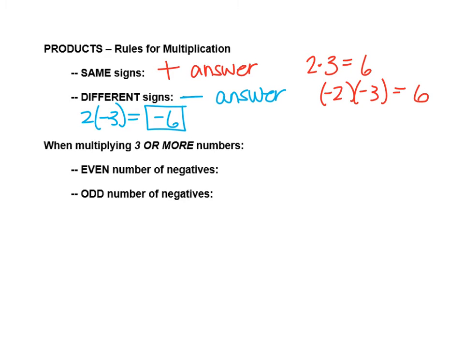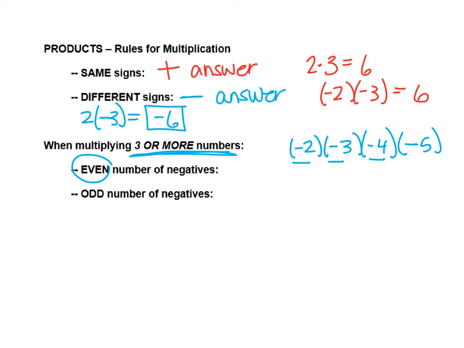Alright, and then this is a good one just to keep in mind. If you're multiplying 3 or more numbers, if you have an even number of negatives, so for example, let's say negative 2 times negative 3 times negative 4 times negative 5. There we go. Here's a negative, negative, negative, negative. So there's 4 negative numbers. You will have a positive answer if you have an even number of negatives. And if you multiply that out, 2 at a time, you'll get that answer.